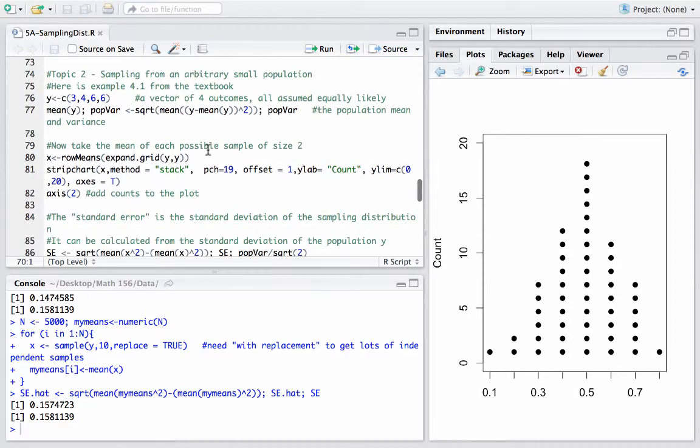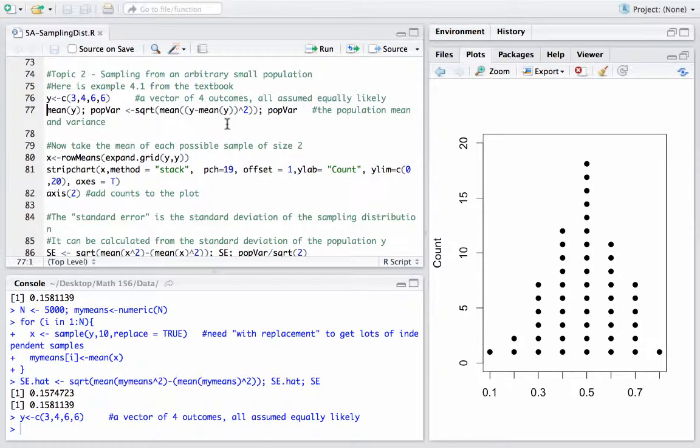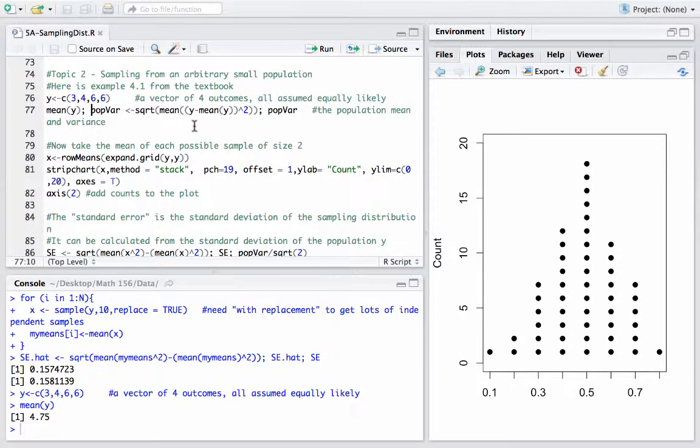On to topic 2. So we've got a very small population, and we're going to talk about sampling from this. This is our distribution. 3 a quarter of the time, 4 a quarter of the time, 6 half the time. This is our mean. Here's our population variance.